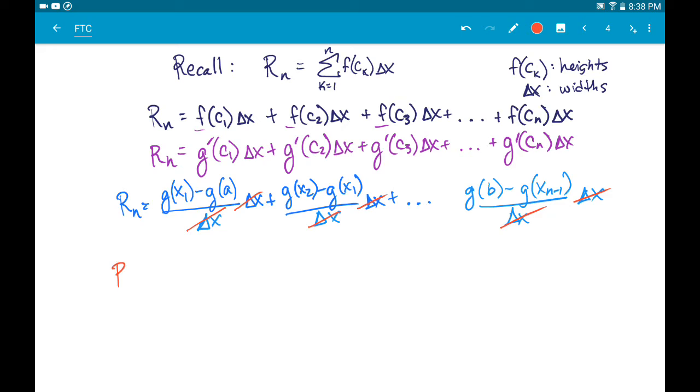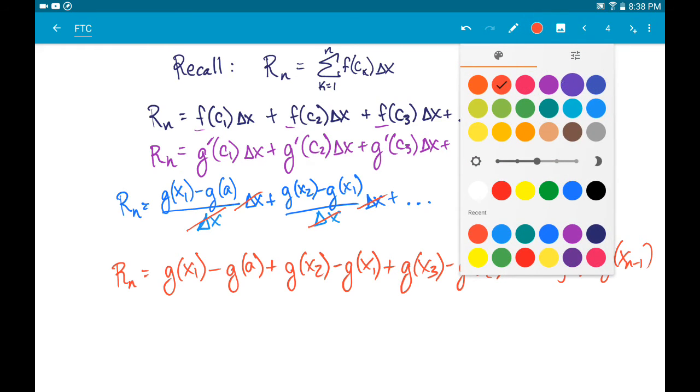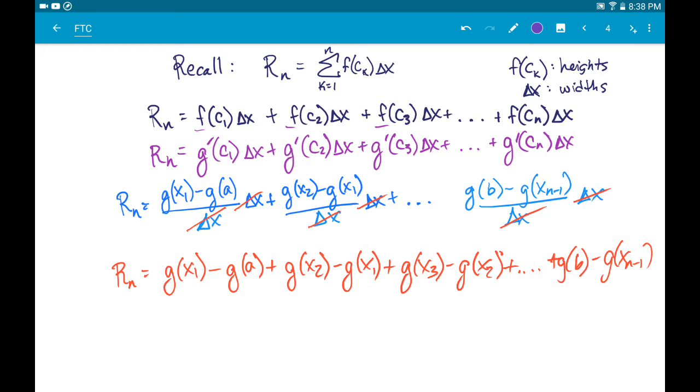And now I can write Rn as g of x1 minus g of a plus g of x2 minus g of x1. Just for kicks, I could write g of x3 minus g of x2. And in the very end, we've got g of b minus g of x in minus 1. And I hope that you see that we've got some stuff that cancels out.